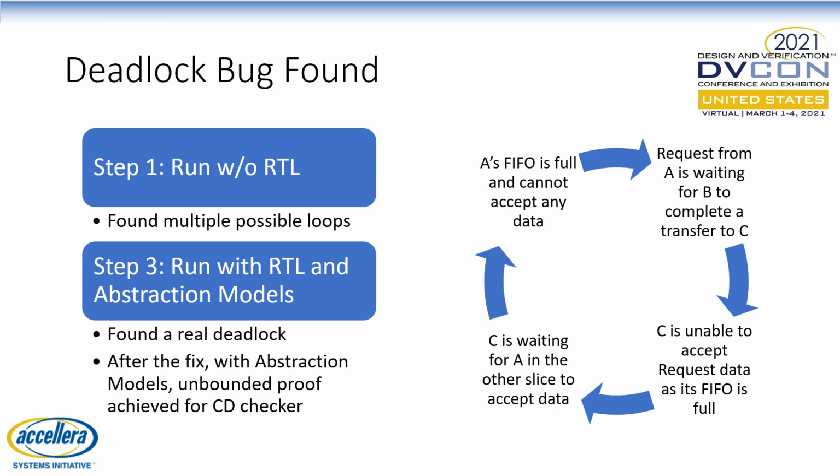After this bug was fixed, we achieved an unbounded proof on the circular dependency checker with the fixed RTL, which provided the utmost confidence in the fix.